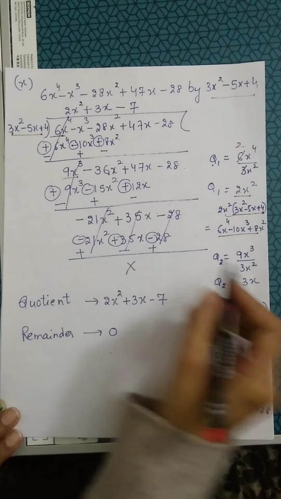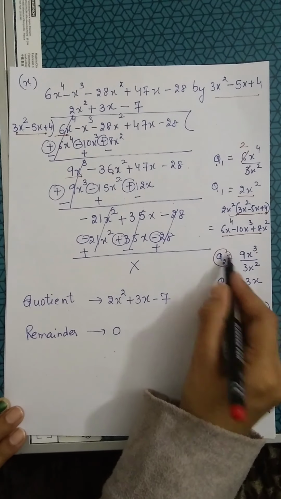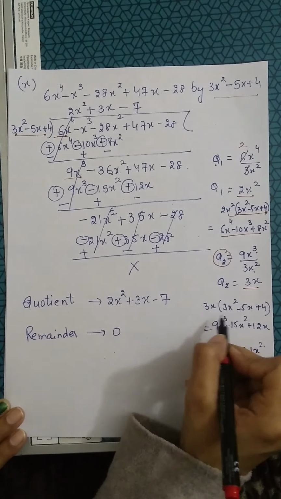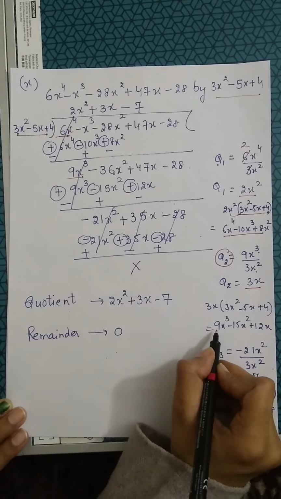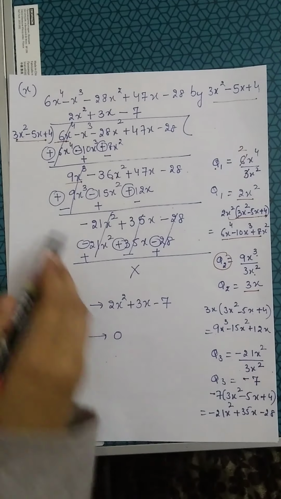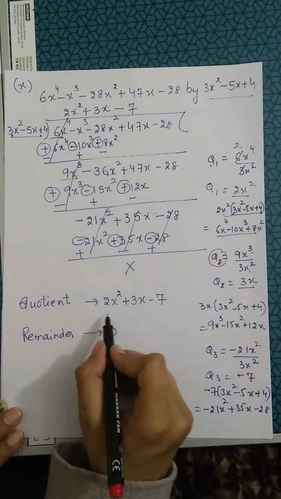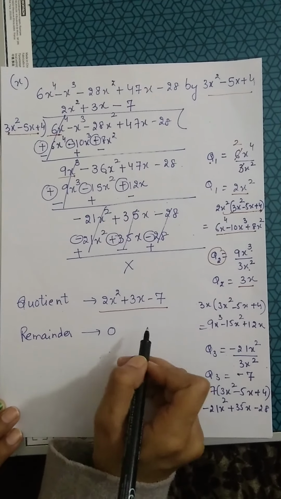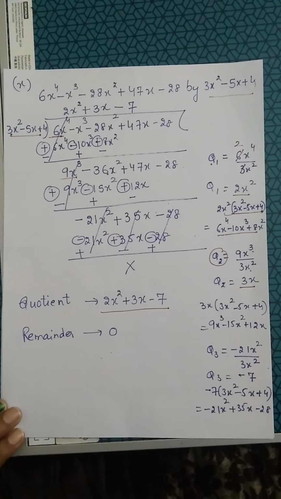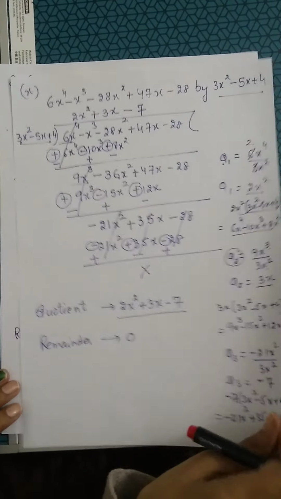Now first term is 9x cube. Again to find quotient 2, 3x will be here. So when we multiply 3x with the trinomial, I get 9x cube minus 15x square plus 12x. So similarly we'll be dividing and this is what we get at the end as the quotient, that is 2x square plus 3x minus 7, and the remainder will come out to be 0.